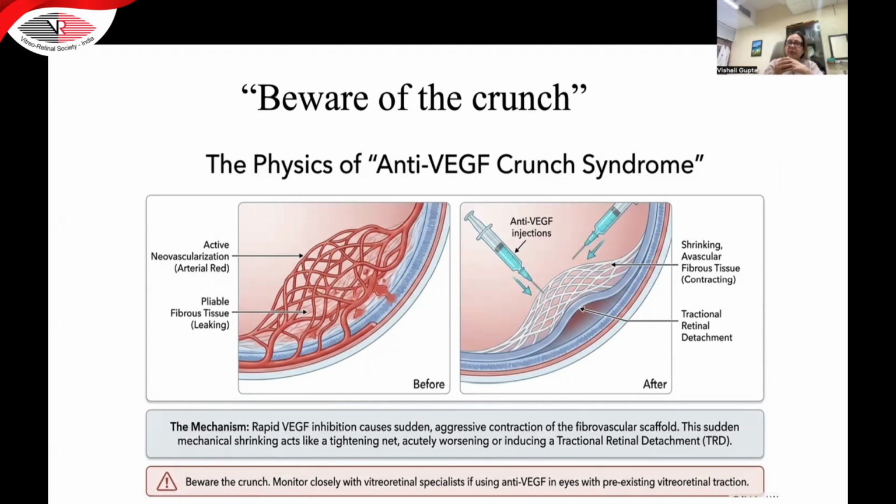Therefore, when you are giving anti-VEGF as a supplement to your PRP, just make sure there is not too much fibrosis, which can undergo a crunch phenomenon.